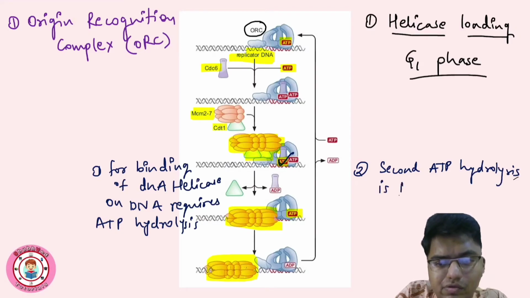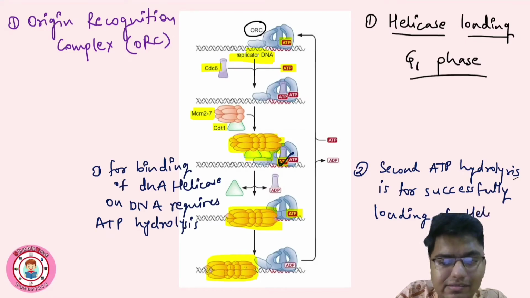The second ATP hydrolysis is for successful loading of helicase. For that, the second ATP hydrolysis takes care. We can see, and in the next step, the helicase is shifted a little bit further. And here it is ADP then.